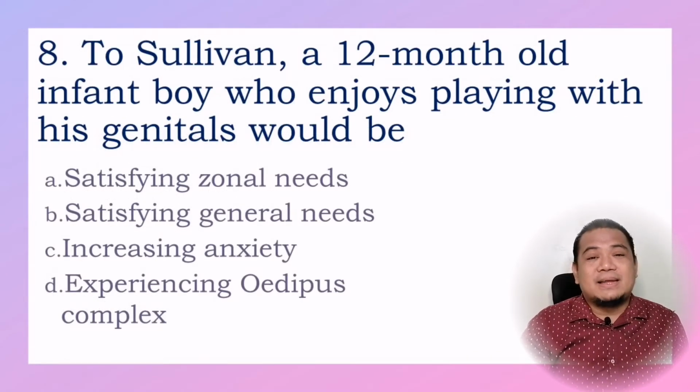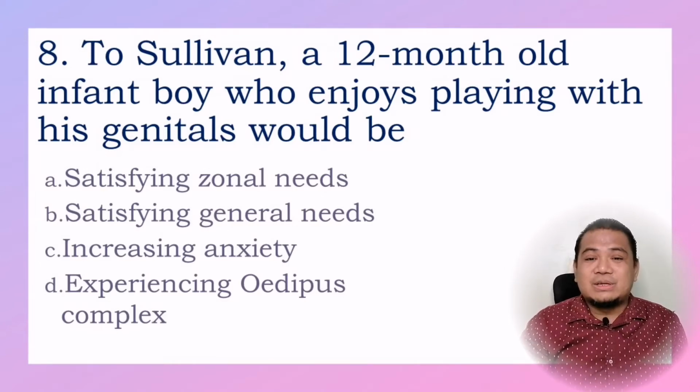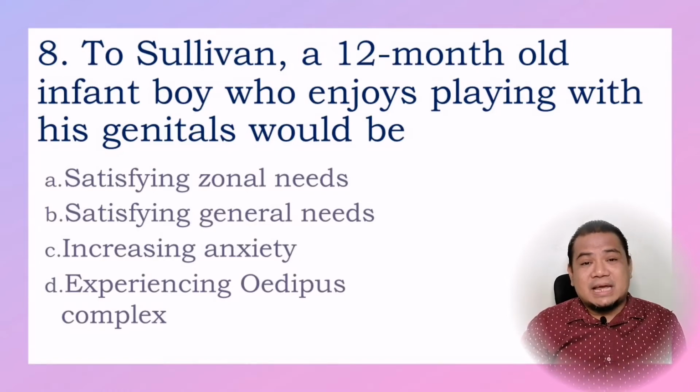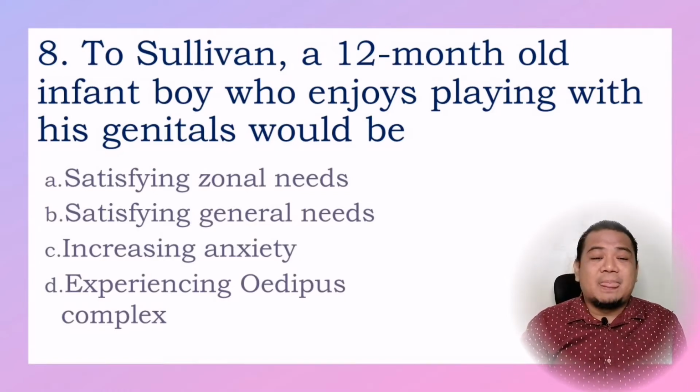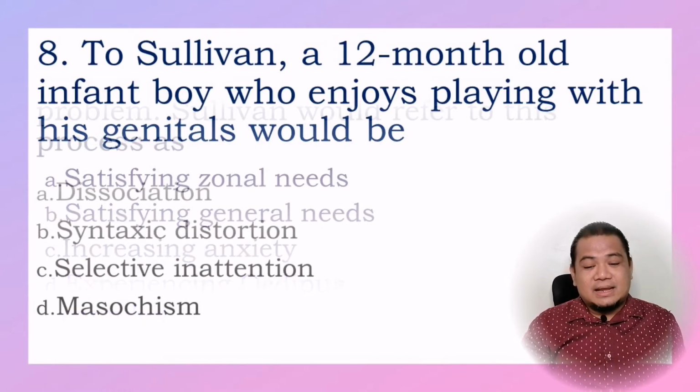Number 8. To Sullivan, a 12-month-old infant boy who enjoys playing with his genitals would be: A. Satisfying zonal needs. B. Satisfying general needs. C. Increasing anxiety. Or D. Experiencing Oedipus complex.